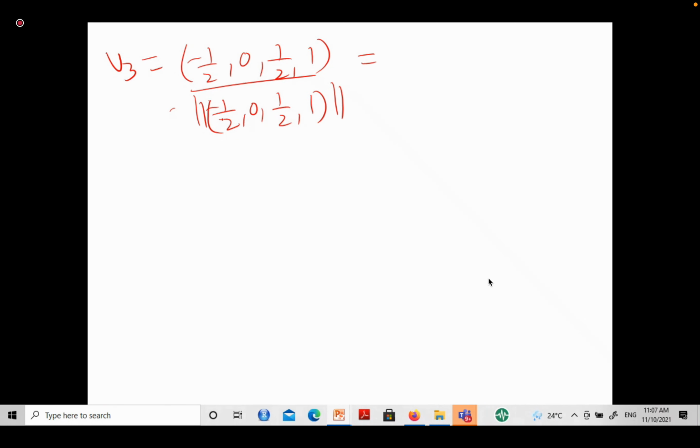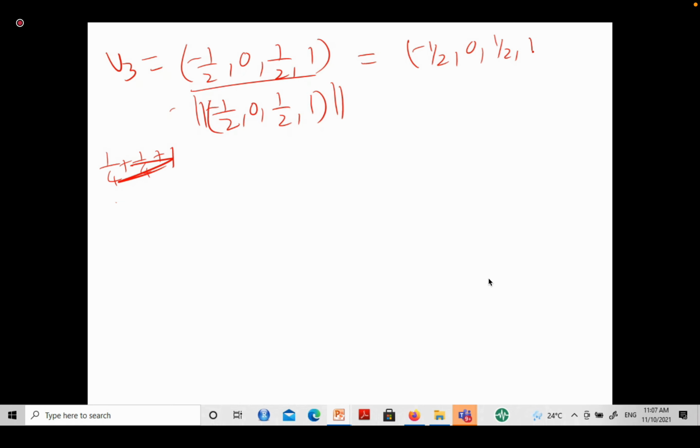Okay. Minus 1 by 2, 0, 1 by 2, 1. V3 is equal to minus 1 by 2, 0, 1 by 2, 1 divided by the norm of this vector. Okay, what is the norm of this vector? Ma'am, it's actually root 6 by 2. Root 6 by 2, correct.